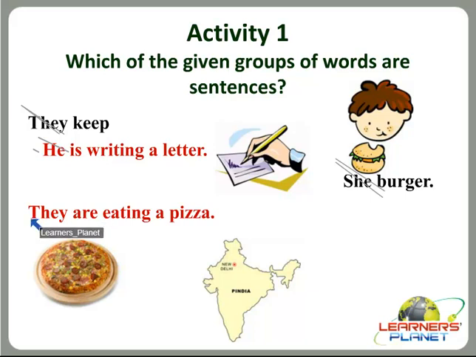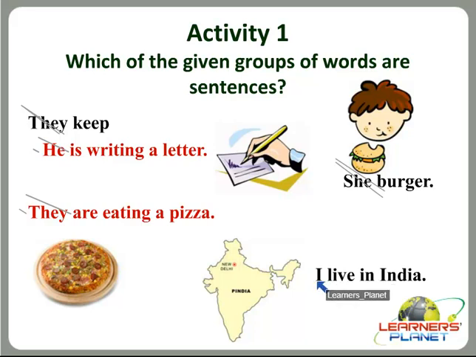Next one. They are eating a pizza. They starts with the capital T. After pizza, we have a full stop. They are eating a pizza. Makes complete sense. So, this is a sentence. Alright students, the next one. I live in India. I starts with capital, ends with the full stop. I live in India makes complete sense, has complete meaning. So, this becomes a sentence. Tick for this.